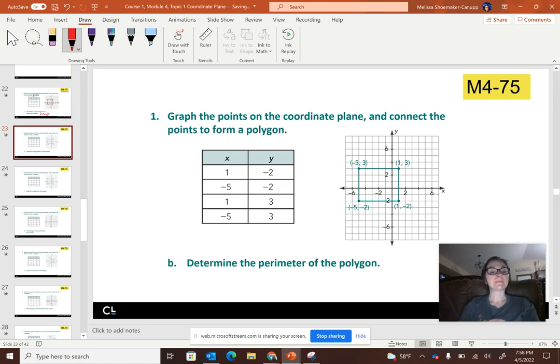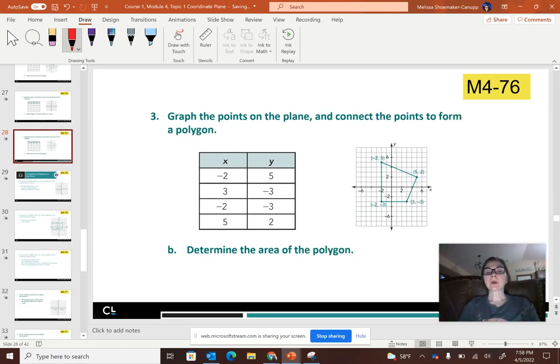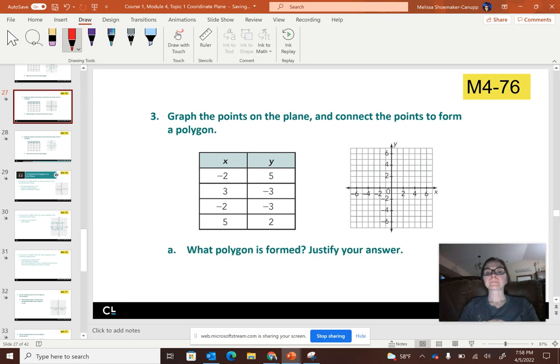The next part of this, let's try this one. M476, -2, 5, 3, -3, -2, -3, 5, 2. Connect. That's straight, that's straight, that's straight, that's straight. Ooh, that's kind of a crazy one.